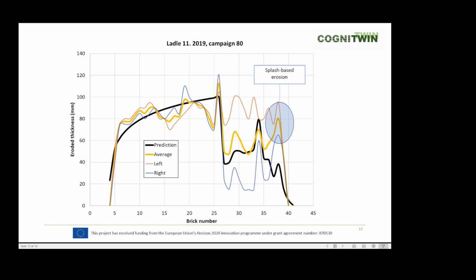We may note that the measured erosion is the maximum point on each half part of the ladle, not the average values. And the yellow line is the average of the two, which we can compare with the black line, which is the predicted erosion. We also see that there is something which is not so well predicted, here noted at the splash-based erosion. So this area is above the level of the slag and the metal. This is some special erosion phenomena that is not accounted for in the model.